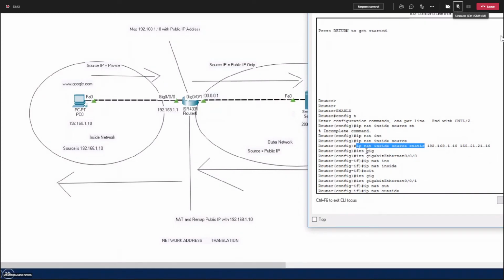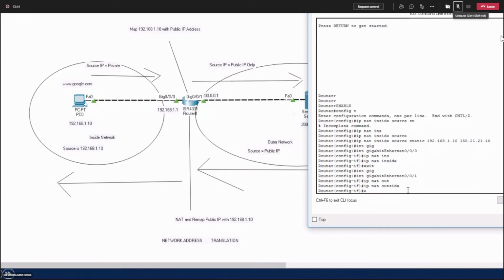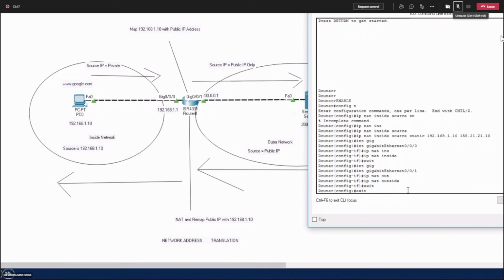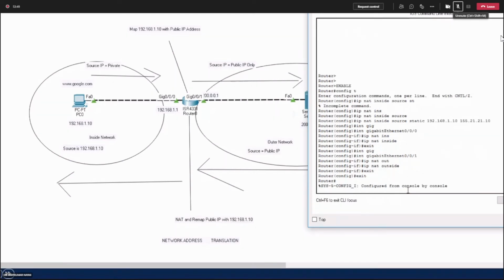This is the fixed portion. You have to type ip nat inside source static and then the private IP address, which will be mapped with the public IP address 155.21.21.10. And then the next step is you have to go on the interface and specify that the interface is an inside interface through the ip nat inside command. And then you have to go on the other interface and specify that it is the outside interface, ip nat outside. And then once you press the enter key, we are done with the configuration. Configuration is over. So this is known as static network address translation.